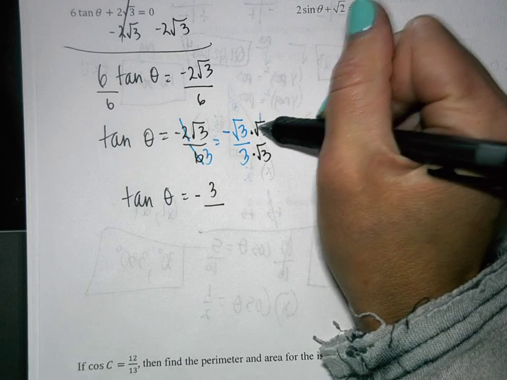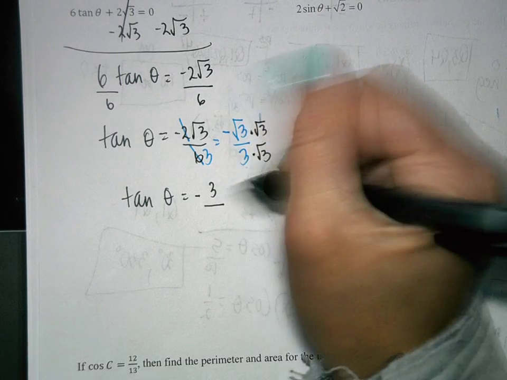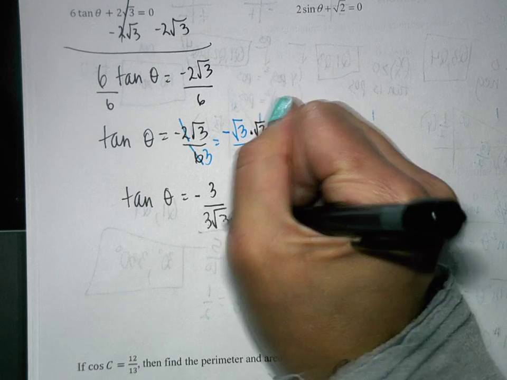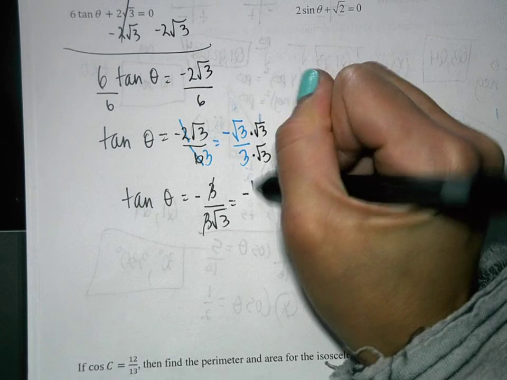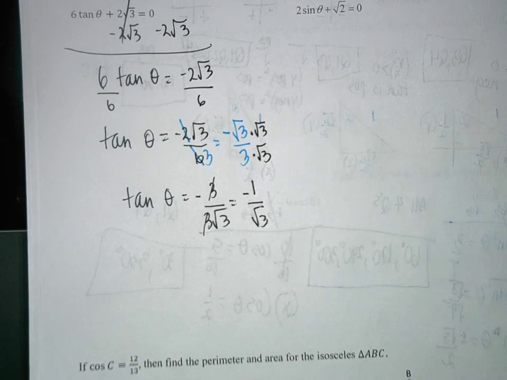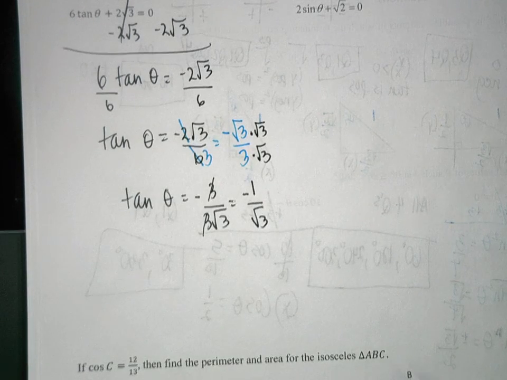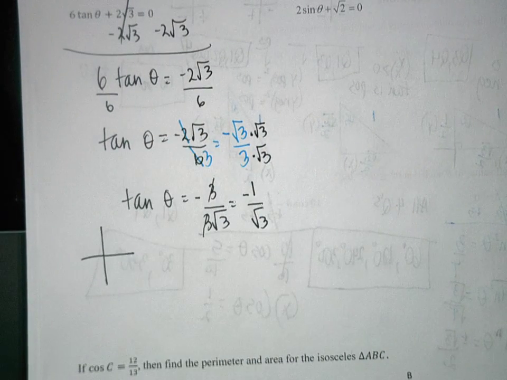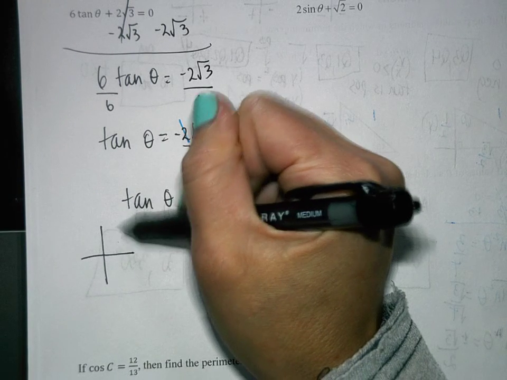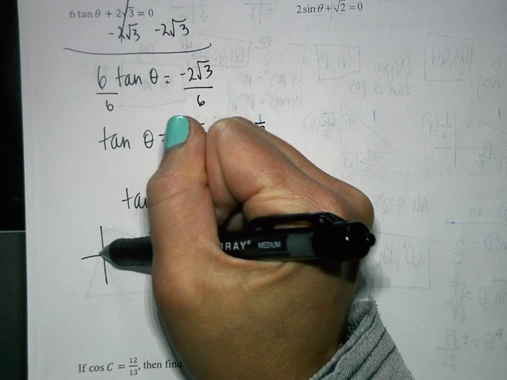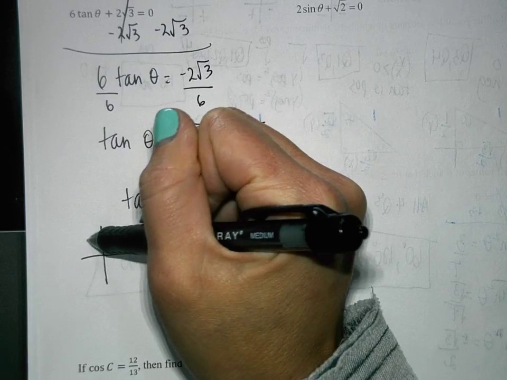We end up with negative 3 over 3 root 3. These reduce, and so my final answer is negative 1 over root 3. Okay, tangent negative. Where is tangent negative? In this quadrant, y and x are both positive. Over here, y is positive, x is negative. So tangent is negative here.